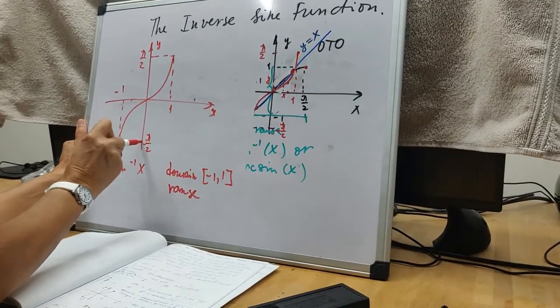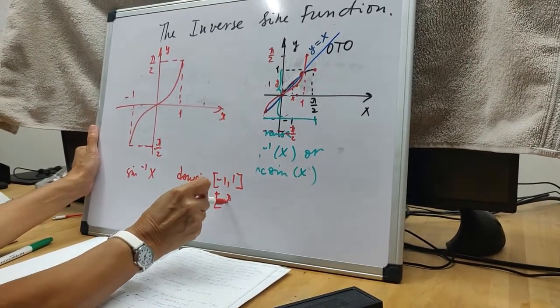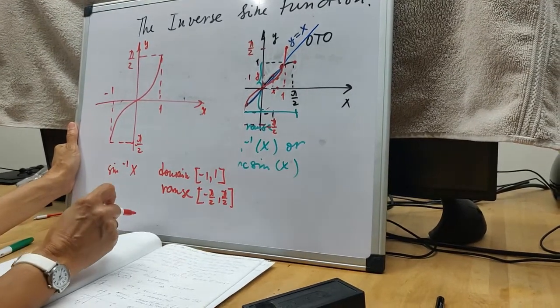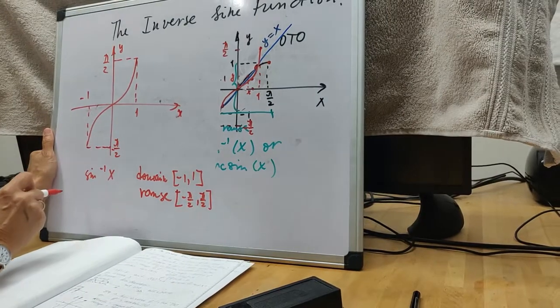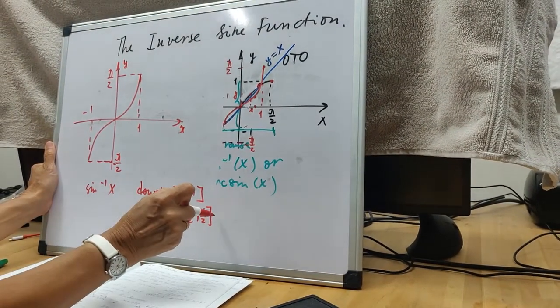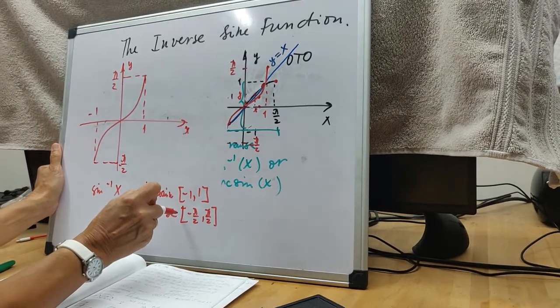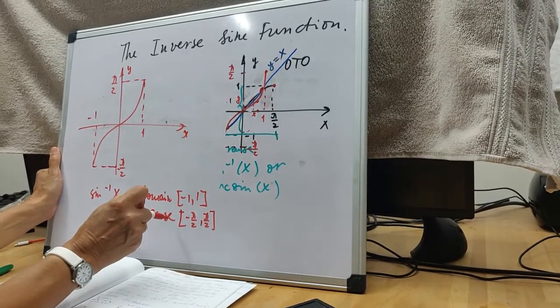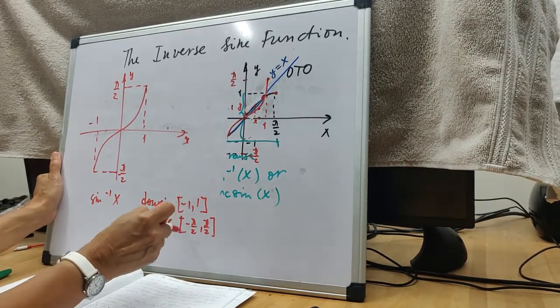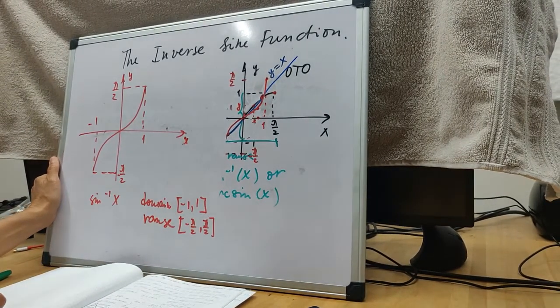Well, range is from negative pi over 2 to pi over 2. These are going to be the numbers which sine inverse is going to return. So sine inverse will never return you pi or 3 pi over 2 or anything greater than pi over 2. And anything smaller than negative pi over 2, for example, negative 5 pi over 2, will never return it. So it's going to return only numbers from this interval.